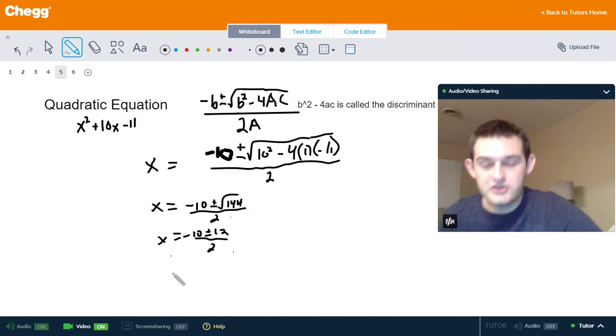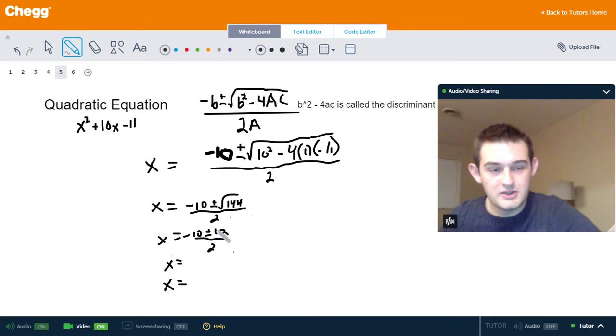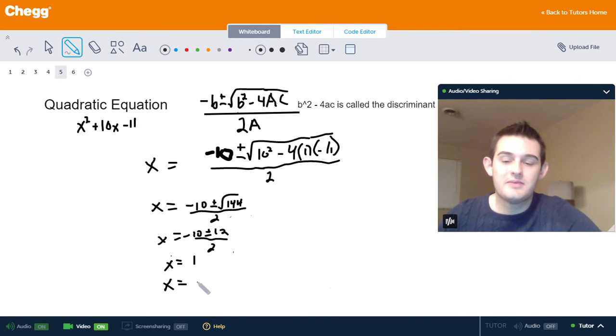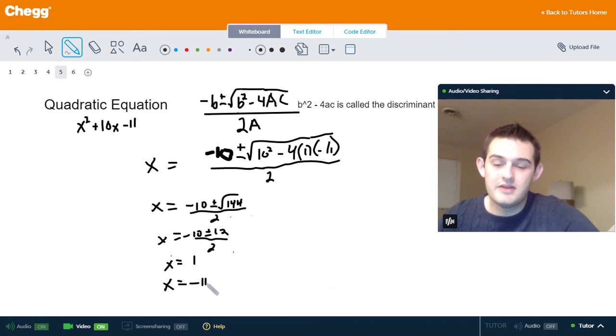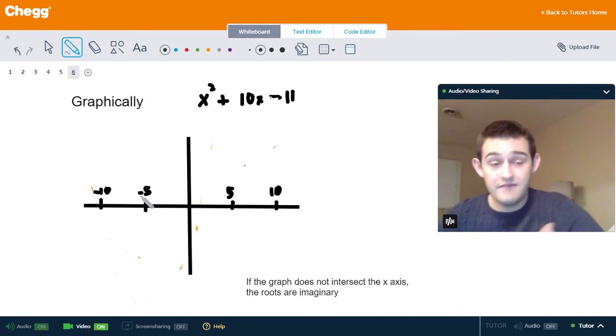Okay, and then we solve for x for each form, the plus and the minus. When we do the plus form, it'll be negative 10 plus 12, which is 2, divided by 2, which is 1. And in the negative form, negative 10 minus 12 is negative 22, divided by 2 is negative 11. And you'll see that 1 and negative 11 are the same answers that we got by the completing the squares method.